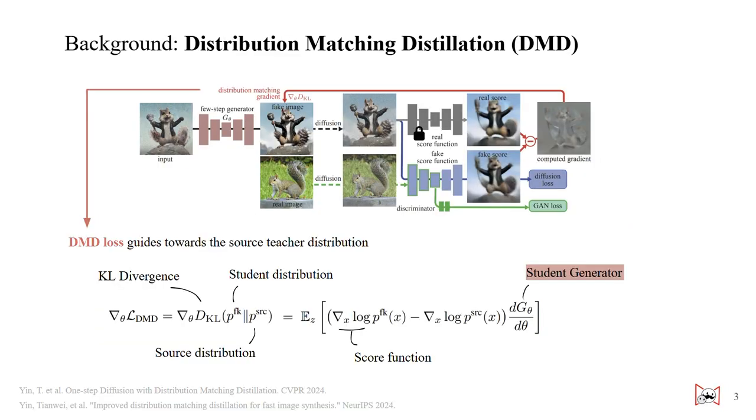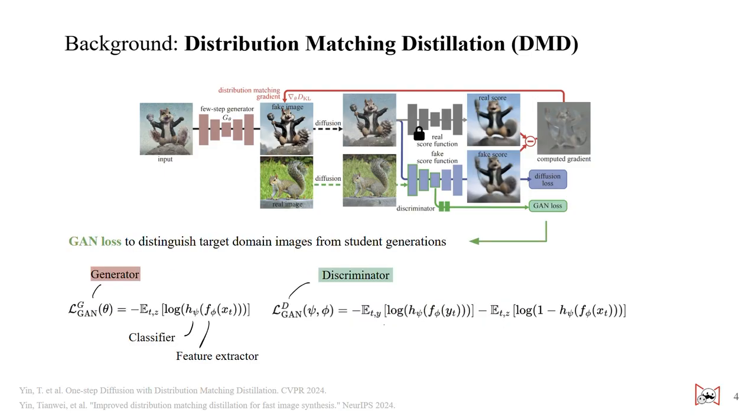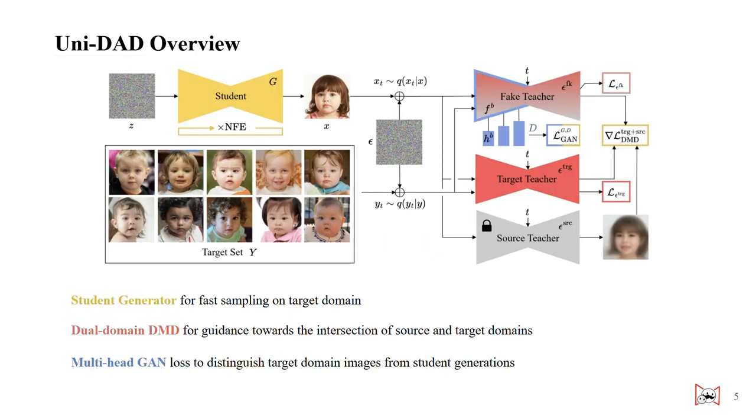First, let's look at the improved DMD paper, a state-of-the-art distillation method. In this method, a few-step generator is derived by a distribution matching distillation, learning the distribution of the teacher, plus a GAN loss to increase the realism of the generated images. Our method derives inspiration from improved DMD.